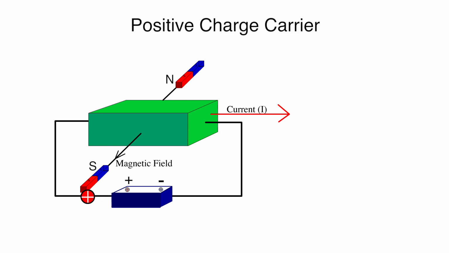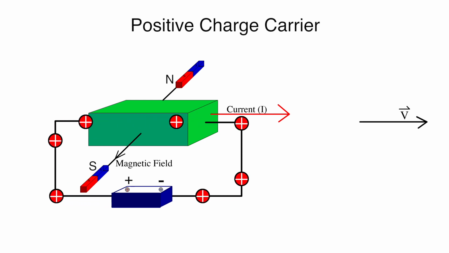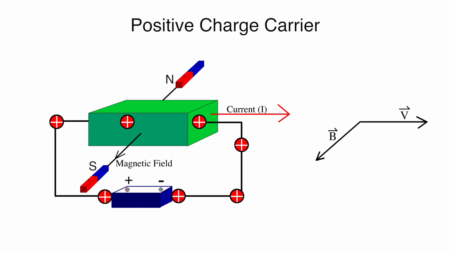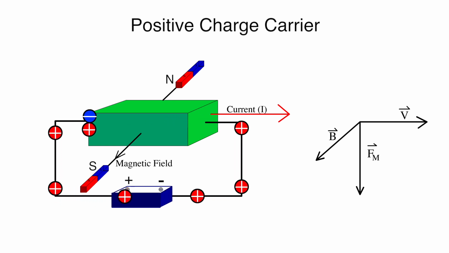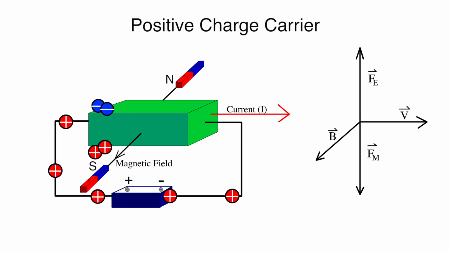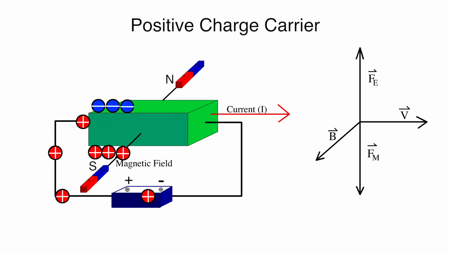In the other case, if we have positively charged carriers flowing in the conductor, these carriers are moving in the same direction, right, as the electric current I. Using the left-hand rule, the Lorentz force will be pointing downward. The downward force tends to drag the carriers to the bottom left direction. Thus, the moving positive charges accumulate in the bottom of the conductor, leaving the negative charges on the top of the conductor.